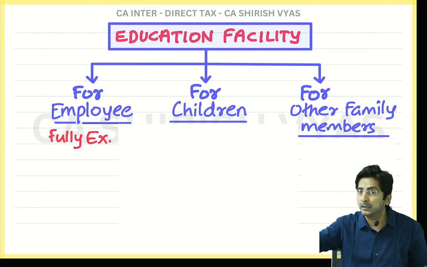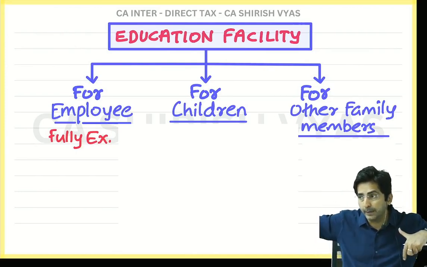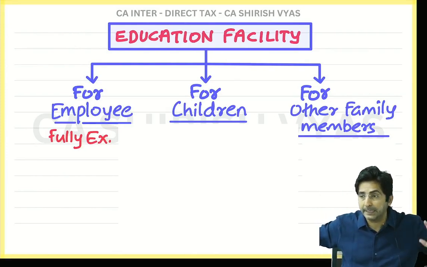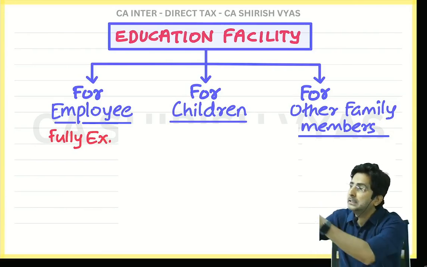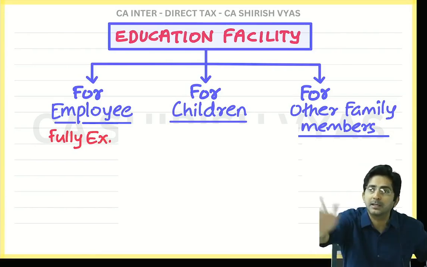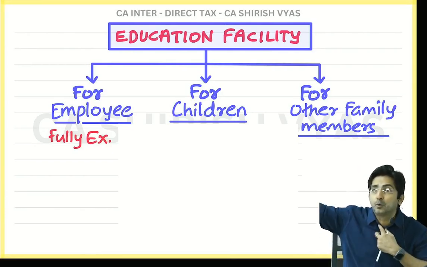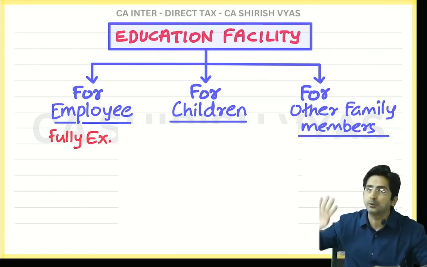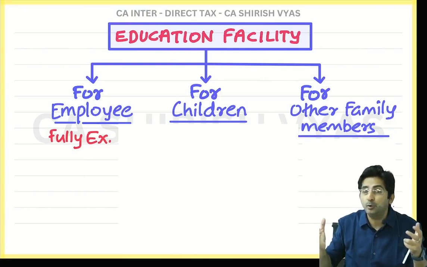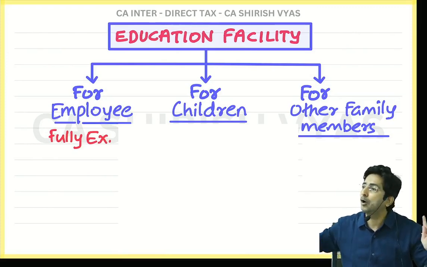But there is a condition: it should be the employer's own school, or a school where the employer has a tie-up. Then only. Because see, if it is the employer's own school, then not only his children, all employees' children are studying free. And if a company has a tie-up with some school, not only his children, all employees' children are getting free education. And when education is uniformly made available to all the company staff, then it sounds normal.